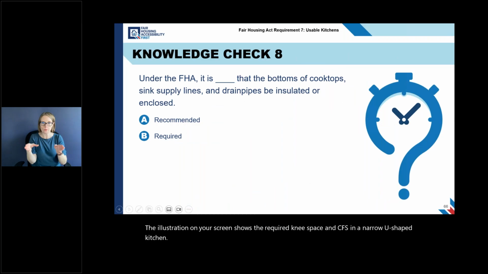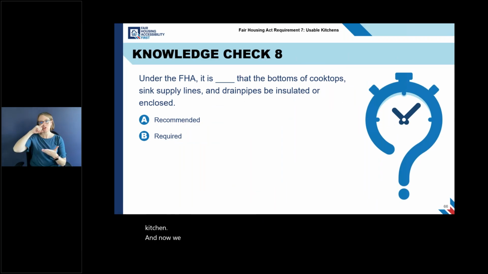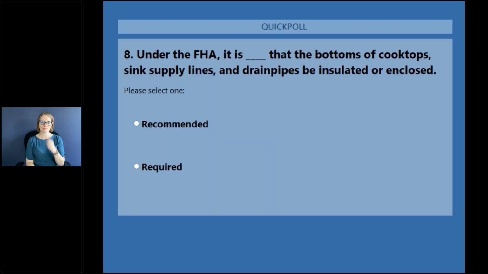And now we have arrived at knowledge check 8. So I will launch this poll. Under the FHA it is blank that the bottoms of cooktops, sink supply lines, and drain pipes be insulated or enclosed. You have two answer choices. The first is recommended. The second is required.